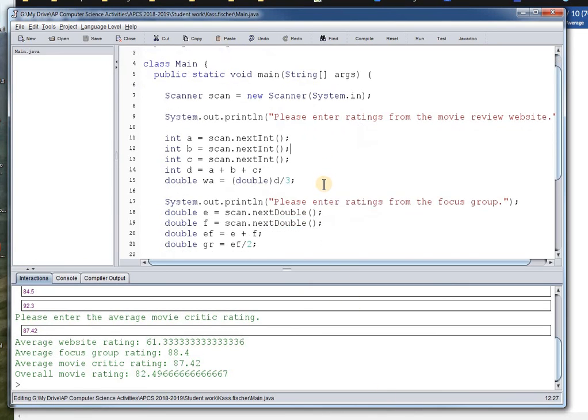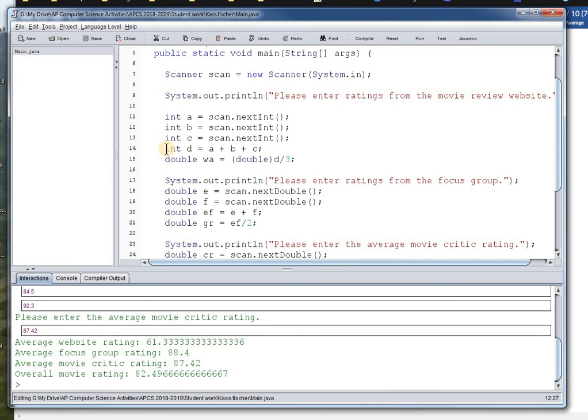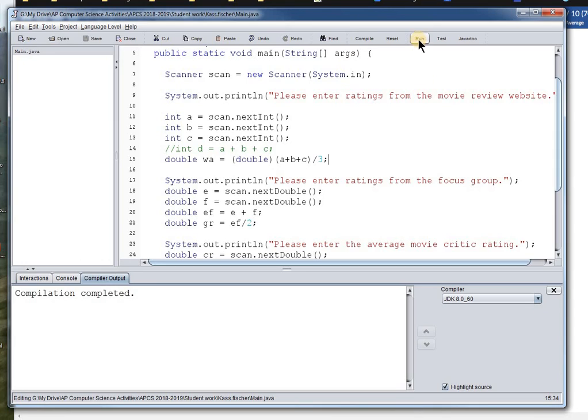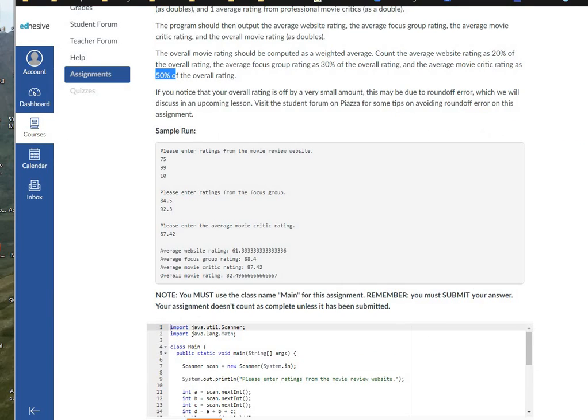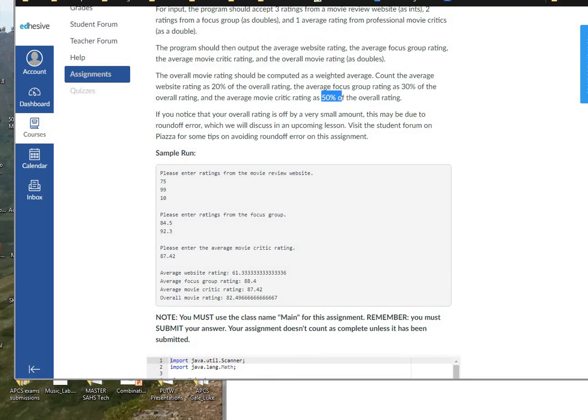What you could do is, instead of saying int D, I'm going to comment that out, you could just say over here, I'm going to put it in quotes, A plus B plus C, and go like that. And that should work, as long as the double works. Let's compile that and run it. And I like to run it and then use the same values and see if it works now.